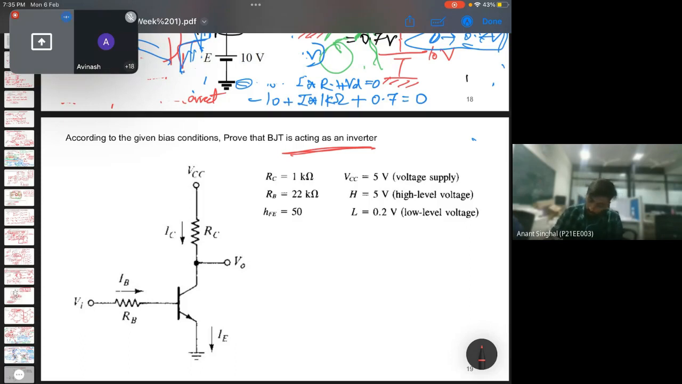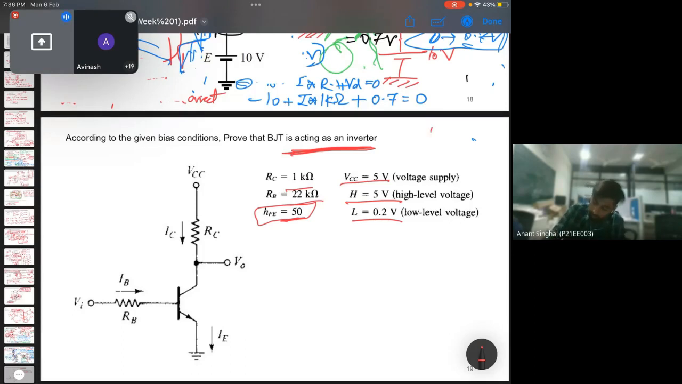Okay. So according to the given bias condition, we have to prove that this BJT is acting as an inverter. This is the BJT, and we have been given certain bias conditions: all the resistance values, the HFE of the BJT, the VCC, and the high and the low voltage. We just need to prove that this circuit is acting as an inverter.